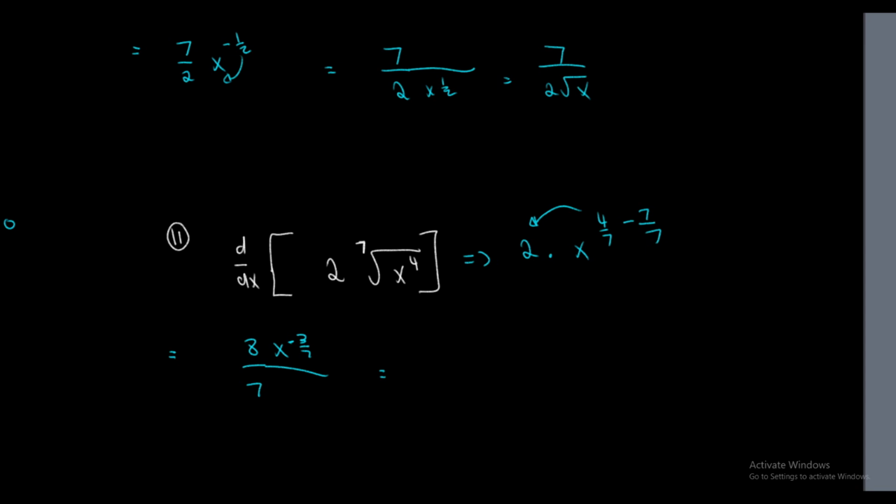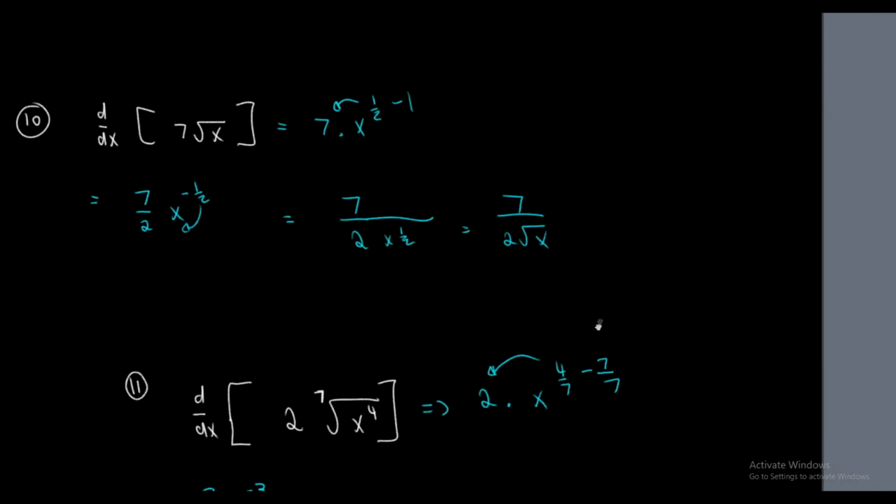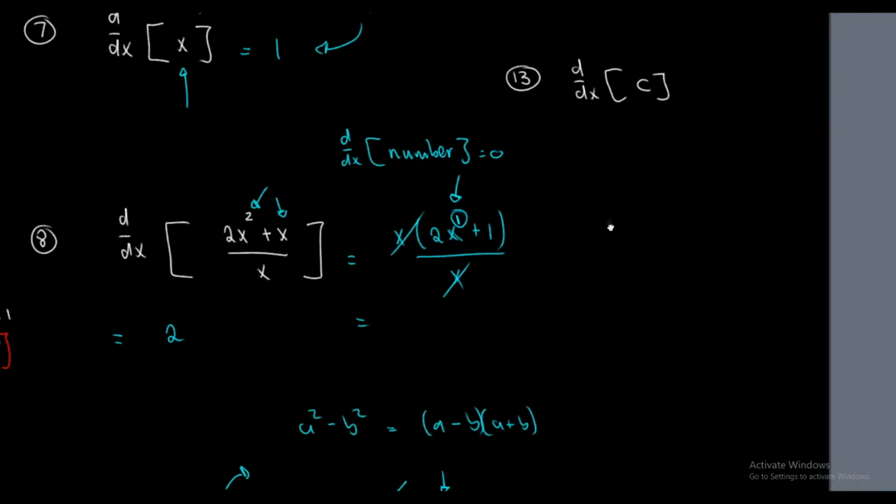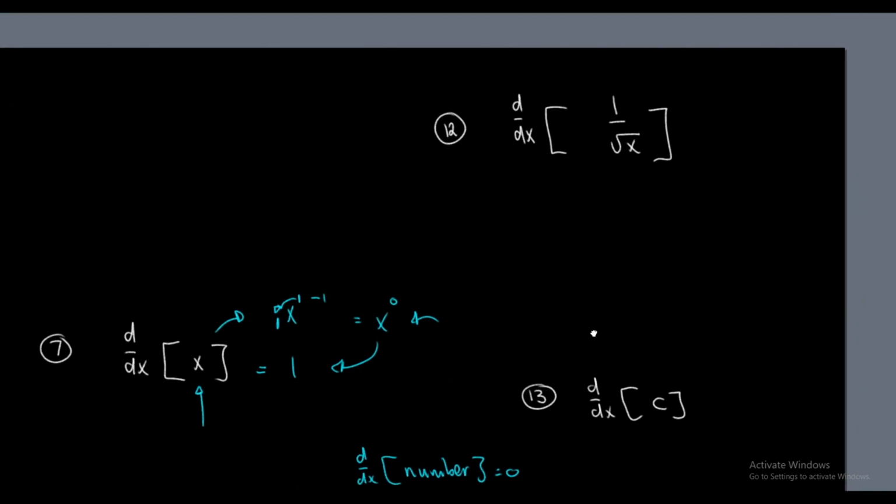Now, what we can then do is say, well, 8 divided by 7, we take this downwards, where we get this x to the power of 3 over 7. And then I can rewrite this as 8 over 7, 7th root of x cubed. And we can leave it in that form as my final answer. Okay, I'm running out of space here.